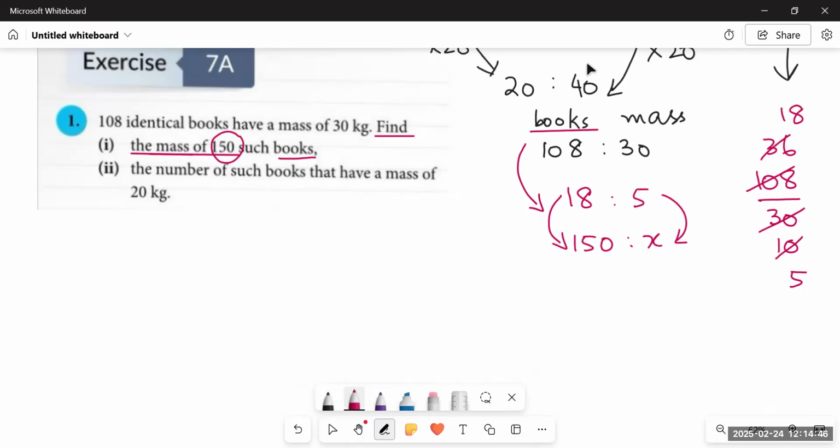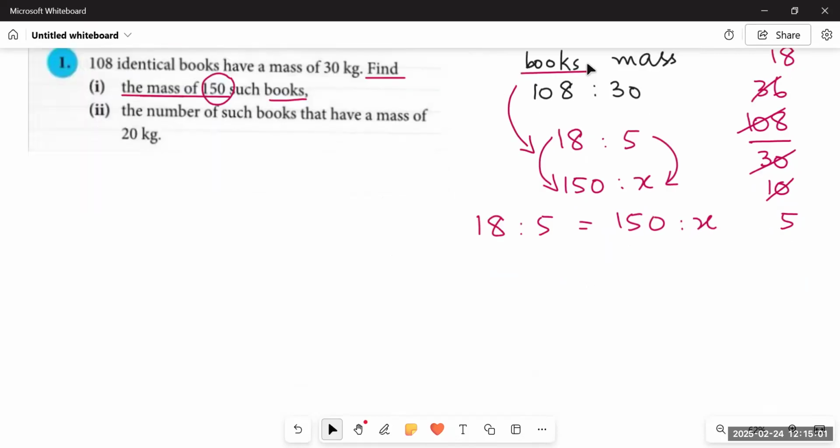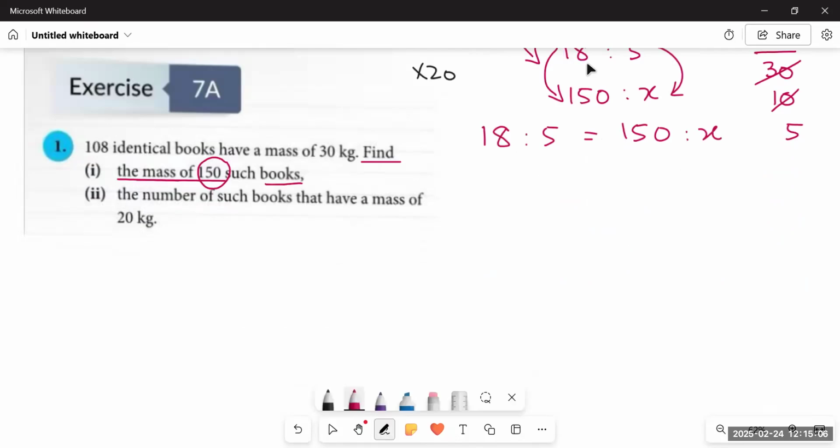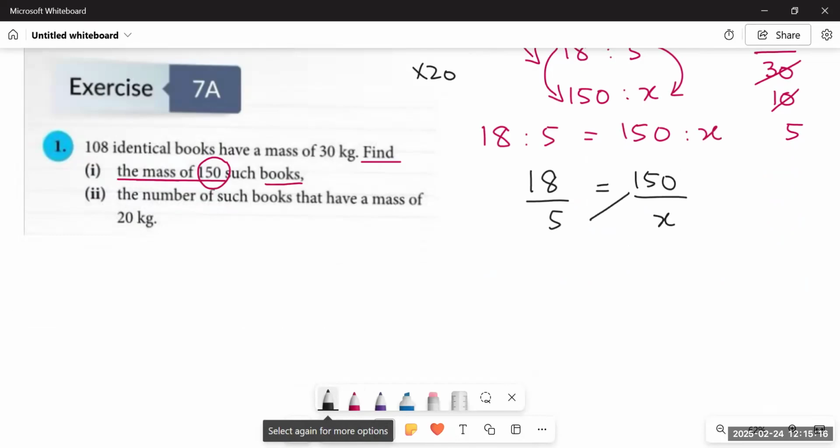We will use the formula that we have learned in grade 6 related to equivalent ratios, that is 18 ratio 5 is equal to 150 ratio x. If you remember question number 3, question number 4, where we used equivalent ratios to find out the unknown quantity. So we are going to rephrase it in the form of a fraction. It becomes 18 upon 5 is equal to 150 upon x. Now what to do? Just solve the linear equation.